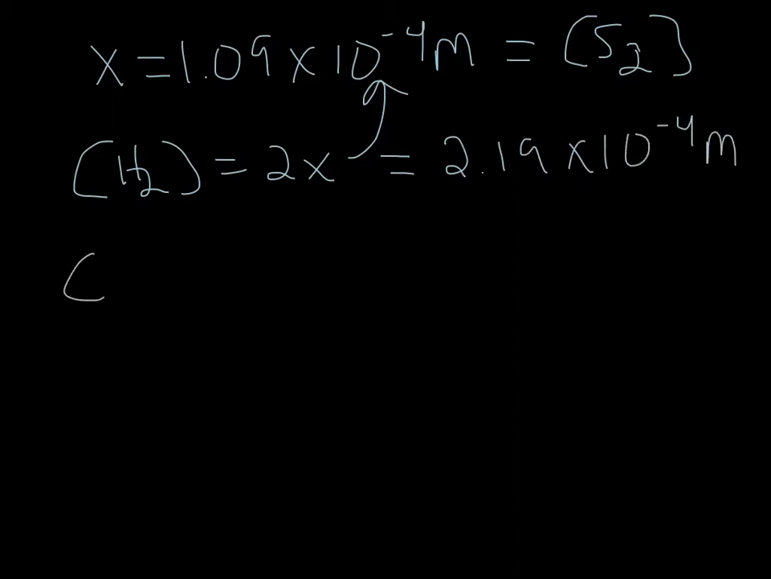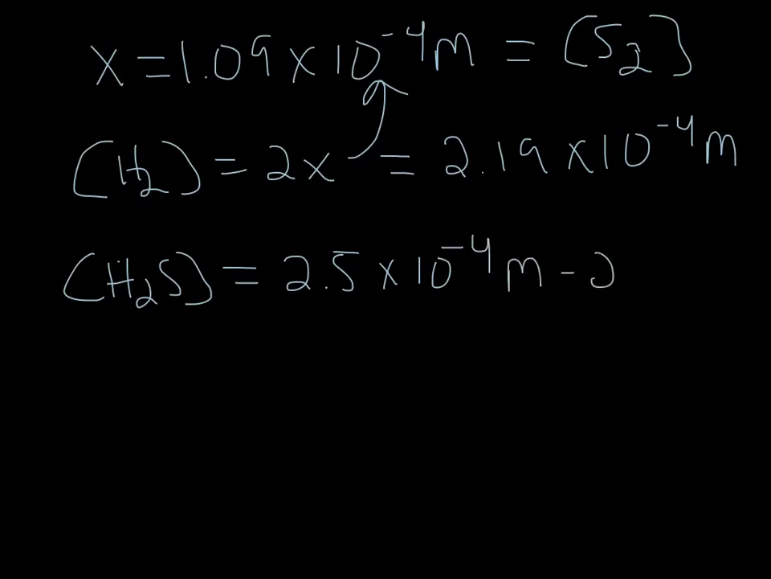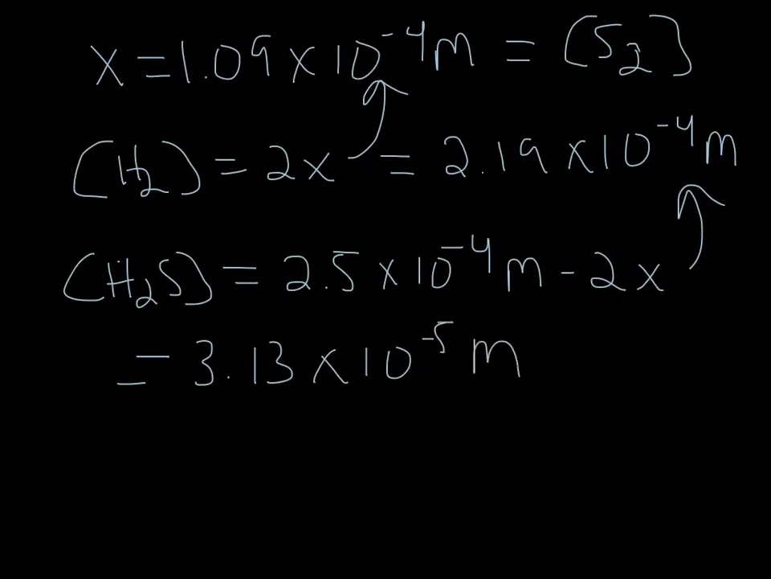And then the concentration of my H2S is equal to my initial amount, which was 2.5 times 10 to the negative 4 molar, minus 2x, and 2x is this amount. So if I plug that in, I get 3.13 times 10 to the negative 5 molar for the concentration of H2S.